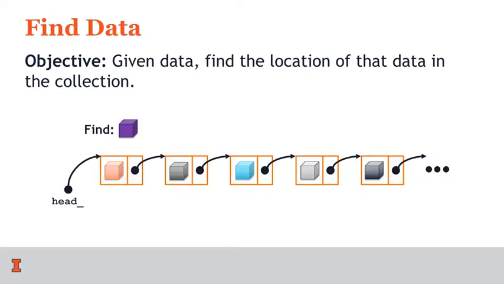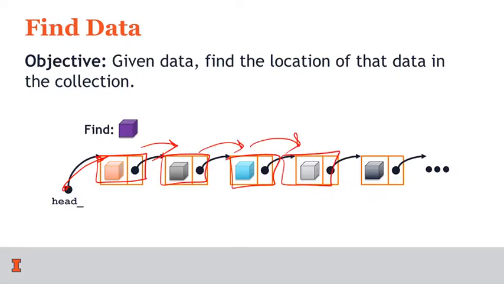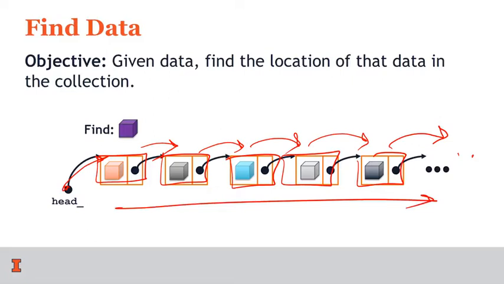Suppose we want to find the purple cube in our list. If we want to find the purple cube in our list, we need to look at the head of the list, start looking. Nope, not the purple cube. Go to the next one. Not the purple cube. Go to the next one. And so forth. So eventually, we're going to find the purple cube, or possibly not find it, but we're going to also have to travel through every single element in the list to potentially find it. So we also say finding an element in a list is O of n.